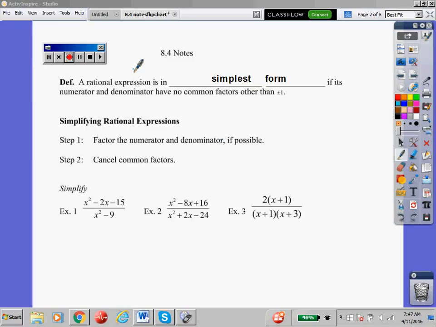Okay, so filling in the blanks. It says a rational expression is in simplest form if its numerator and denominator have no common factors other than 1. So I want you to squeeze in, there's a little bit of space here. I want you to put a note.